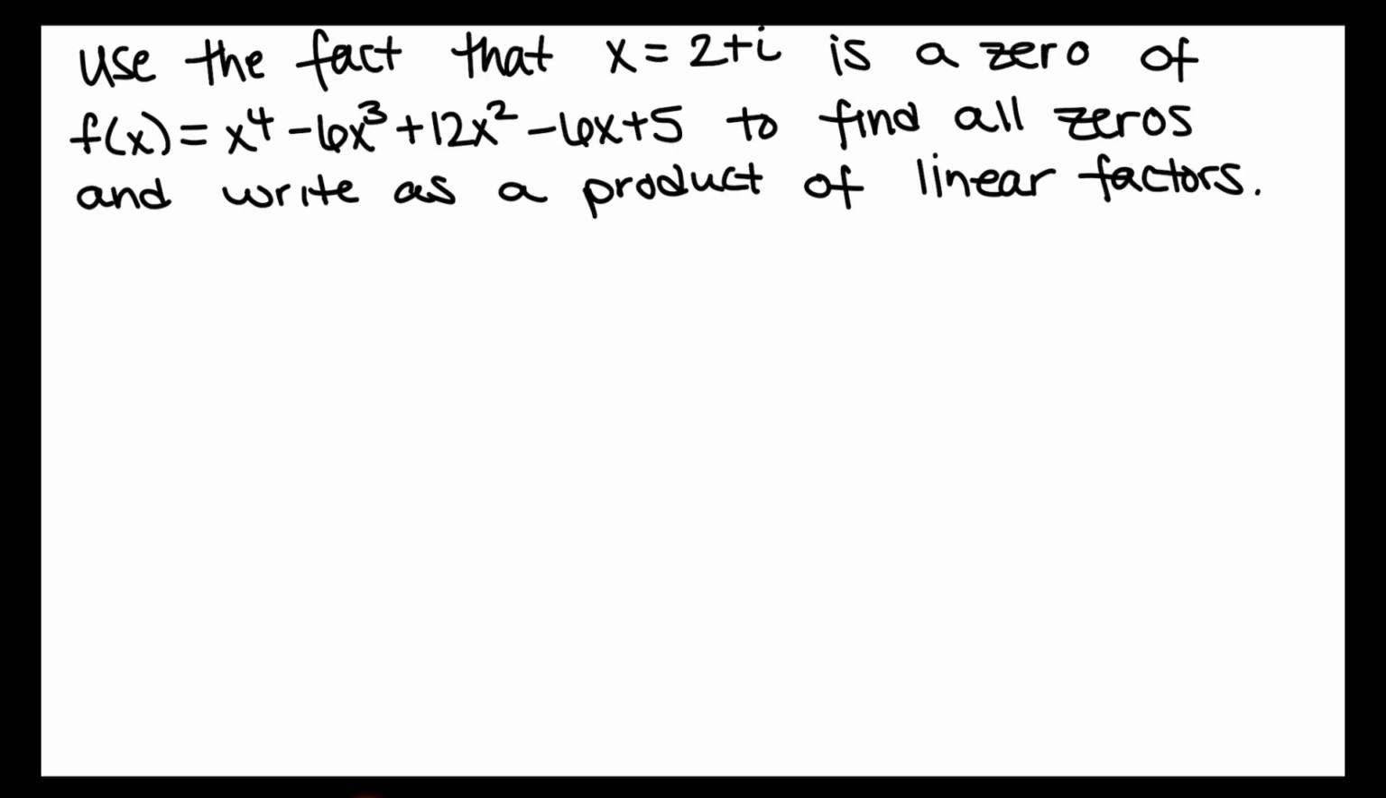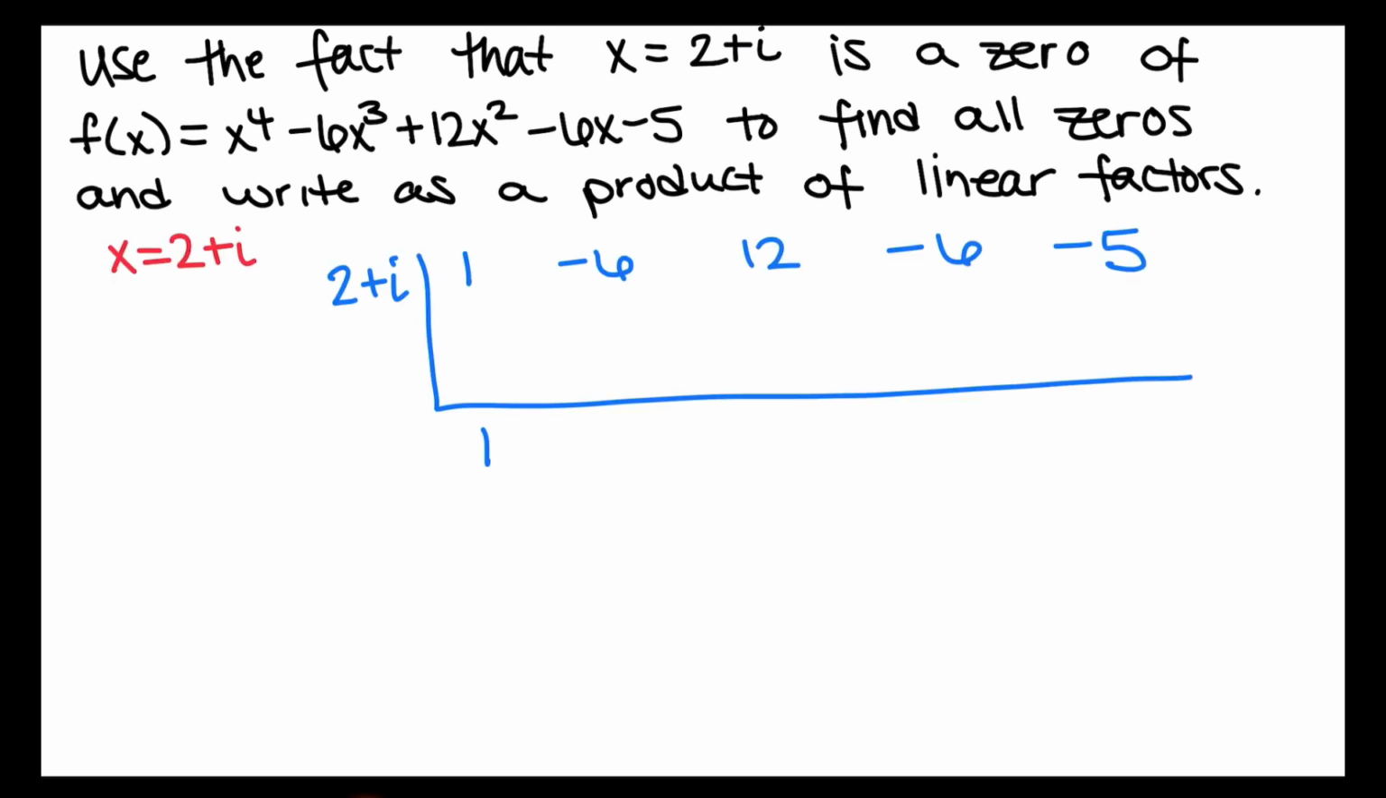Let's do one more example. Use the fact that x equals 2 plus i is a 0 of f of x equals x to the 4th minus 6x to the 3rd plus 12x squared minus 6x plus 5. We're going to find all zeros and write this as a product of linear factors. So first of all, x to the 4th means we're going to have 4 zeros, 4 linear factors.